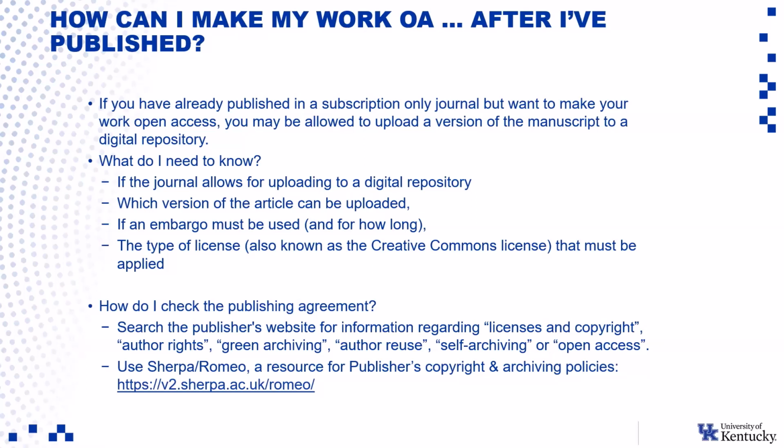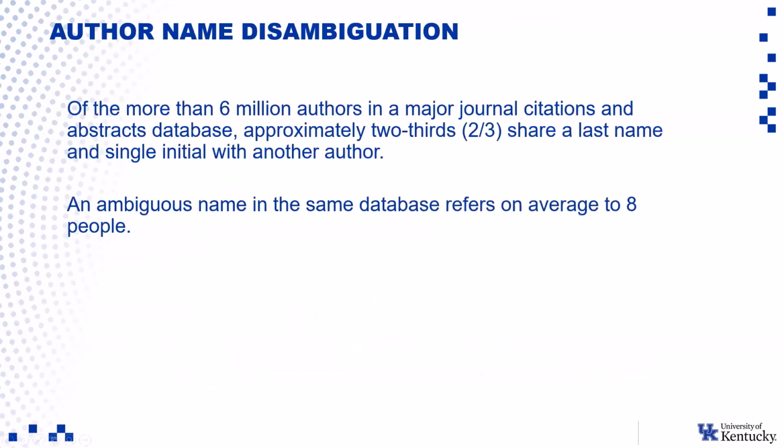Check to see if you need to put an embargo on it, and for how long, and then check to see what type of license. Usually it's a Creative Commons license that needs to be applied as well. So you can find all of this information out on the Sherpa Romeo guidelines, and this is linked here. That's how you can check the publisher's agreement.